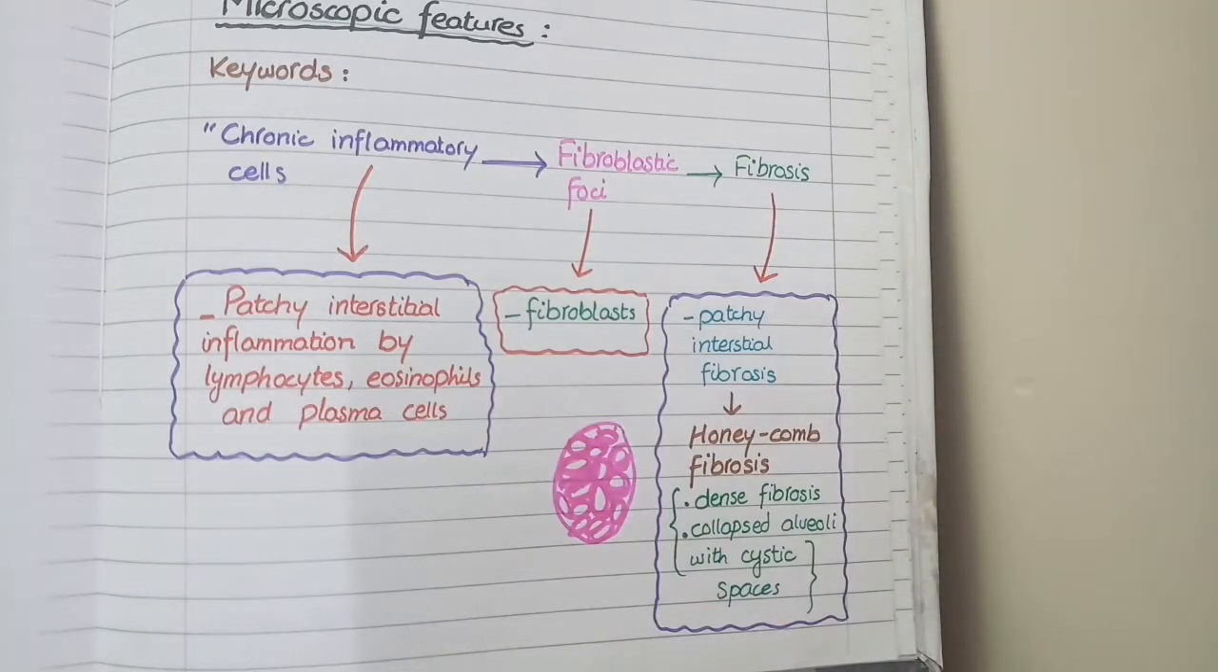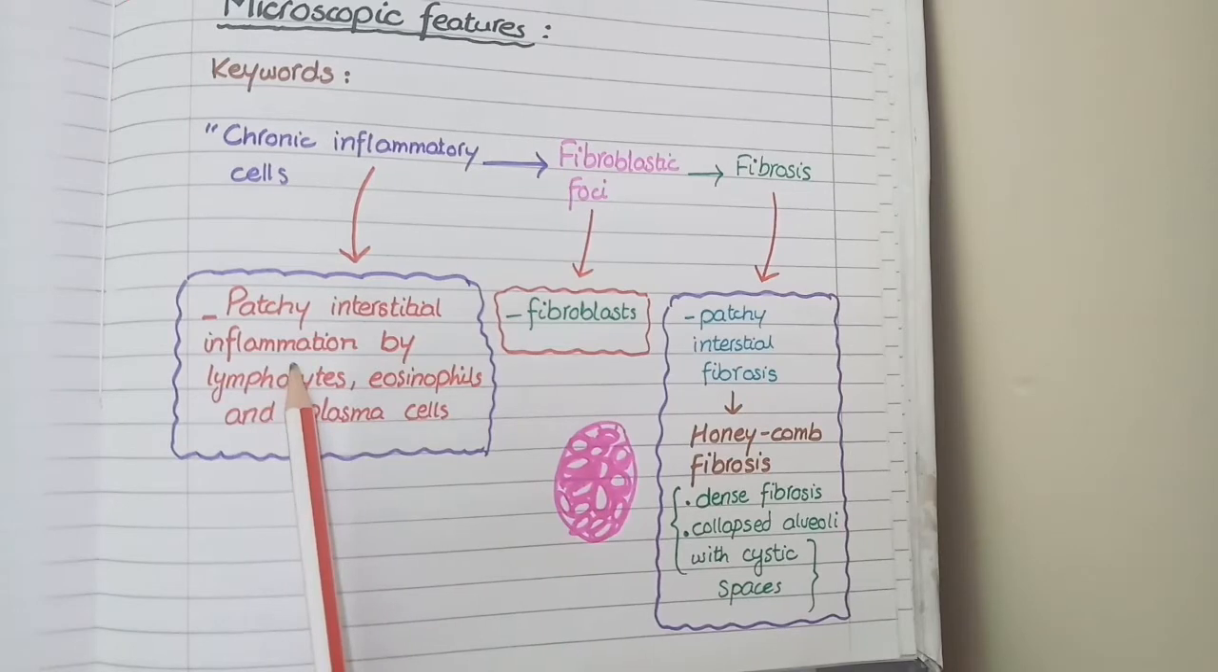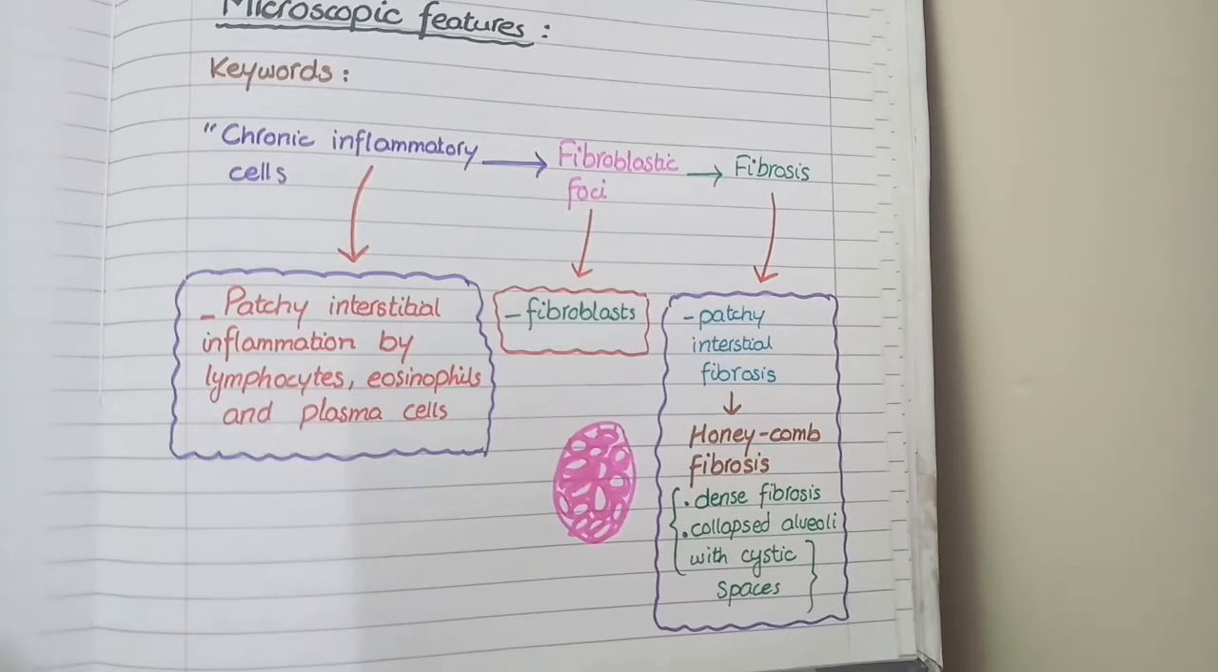So this feature makes it different from pneumonia, because you know that in pneumonia the inflammation happens inside the alveolar cavity or inside the alveolar spaces. But in idiopathic pulmonary fibrosis, the inflammation is interstitial. That is, inflammation occurs in interstitial spaces that are present between the alveoli. And this inflammation is in the form of patches. So we call this patchy interstitial inflammation.